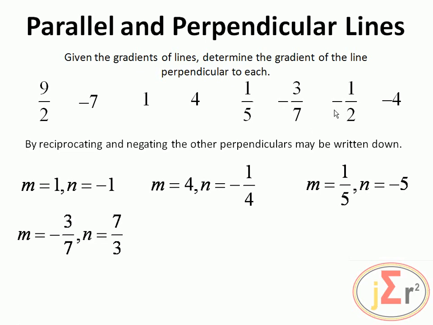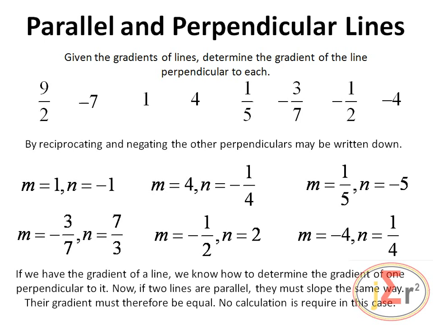This one, change the sign and invert. So the 2 will go to the top and the sign will be changed to positive. There you go. And finally, the reciprocal of minus 4 is minus a quarter. Change the sign, the answer is positive a quarter, and we have it right there.